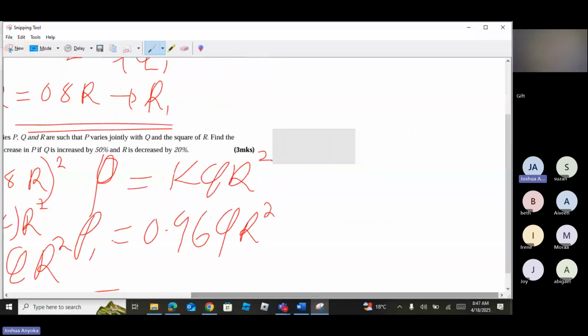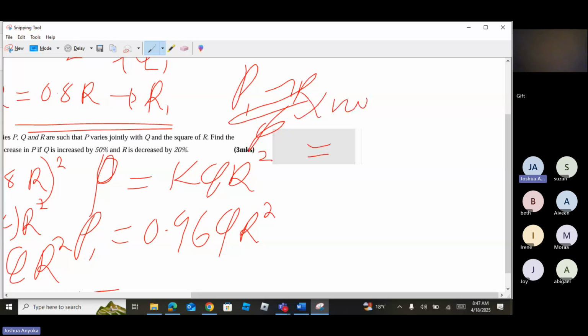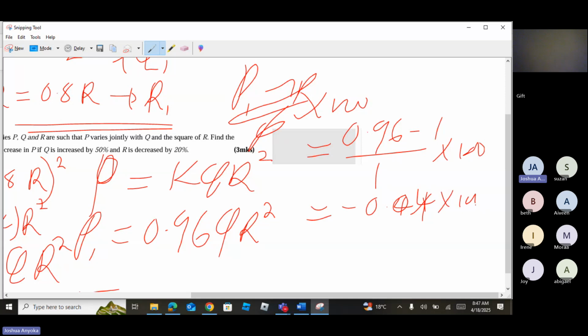So what will be now the change? We said we take the coefficients. It is P1 minus P over P times 100. But we take the coefficients. So 0.96 minus 1 over 1 times 100. This one gives us negative 0.04 times 100, and this one gives us 4%. So when it is negative, it means it is a decrease. So P decreases by 4%.